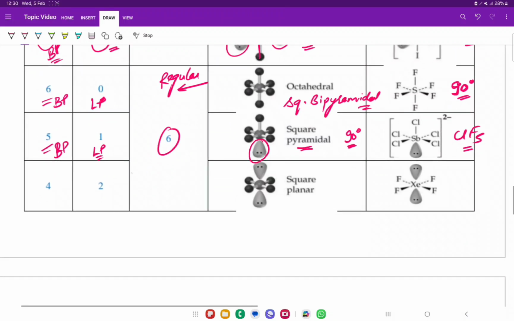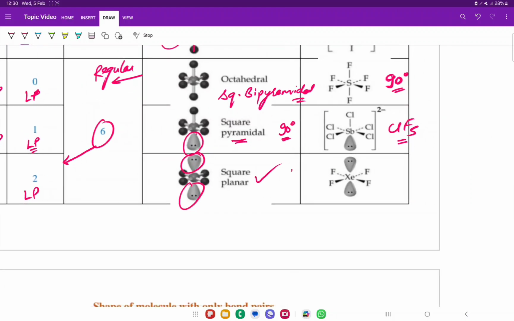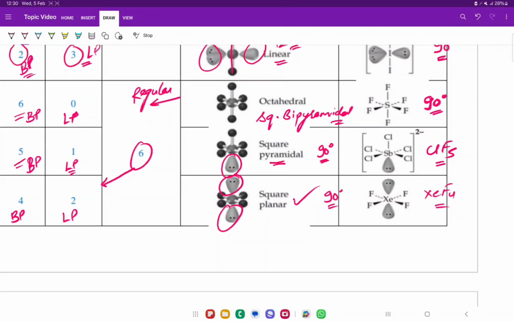Next is, out of the 6 electron clouds, 4 are bond pairs and 2 are lone pairs. Now these two become lone pairs, the shape changes to square planar and the bond angles are again 90 degrees. Example: XeF4. XeF4 is the best example of this. Square planar geometry, 90 degree bond angles.